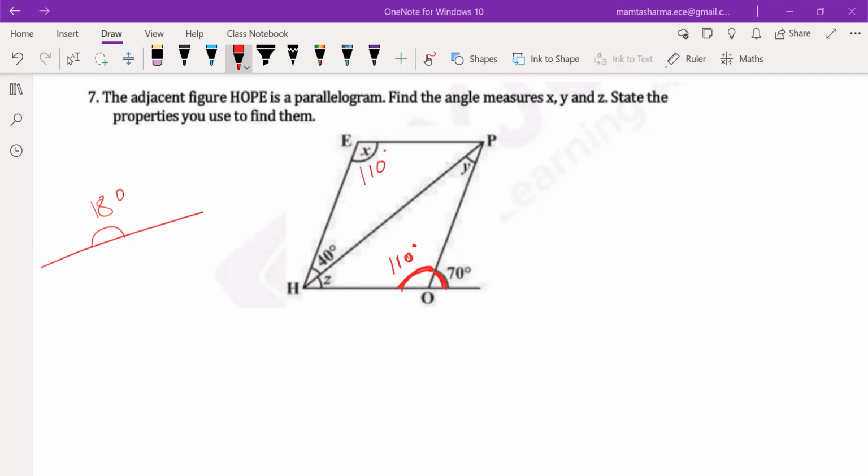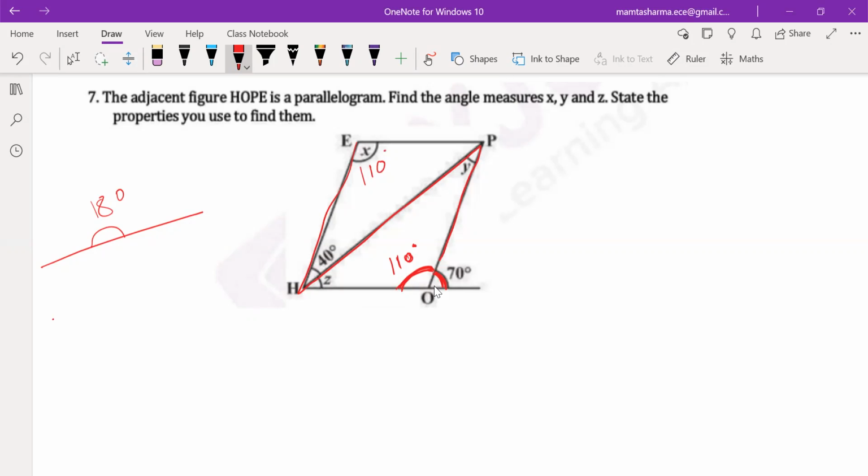Ma'am, can I say how? Yeah, tell me. Ma'am, first 70, so the angle opposite of X is also 110, so X is 110. Y is opposite to 40, so Y is also 40, ma'am. No, Y will be 40, but they are not opposite angles. They are alternate angles.